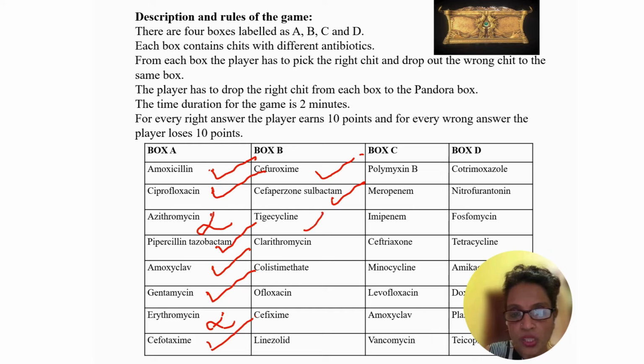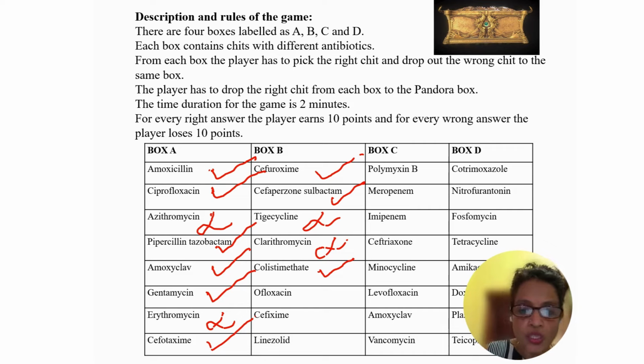Tigecycline, no. This is also excreted in the inactive form. So in CAME TTD, one of the T is represented by tigecycline. Then clarithromycin, the C in CAME TTD, is a macrolide which cannot be used in the treatment of urinary tract infection. Colistimethate, yes, you can use. Of course, colistimethate also is nephrotoxic, but compared to polymyxin B, this is a better drug.